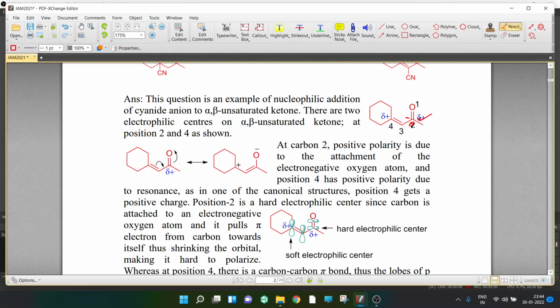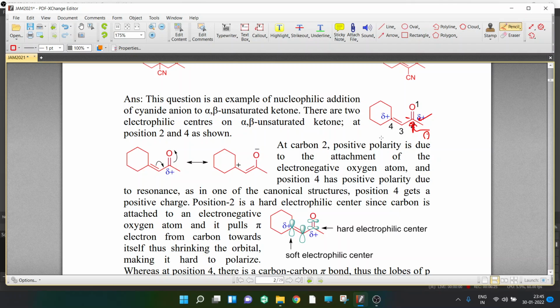A hard nucleophile will attack here. Hard means hard to polarize, soft means easy to polarize. So if the lobe is big, it is easy to polarize, easy to distort. But if the lobe is small, you cannot distort it much. So it is hard. If any nucleophile has a very small lobe, you cannot polarize it much, so that will rather go to this position rather than a soft electrophilic center.